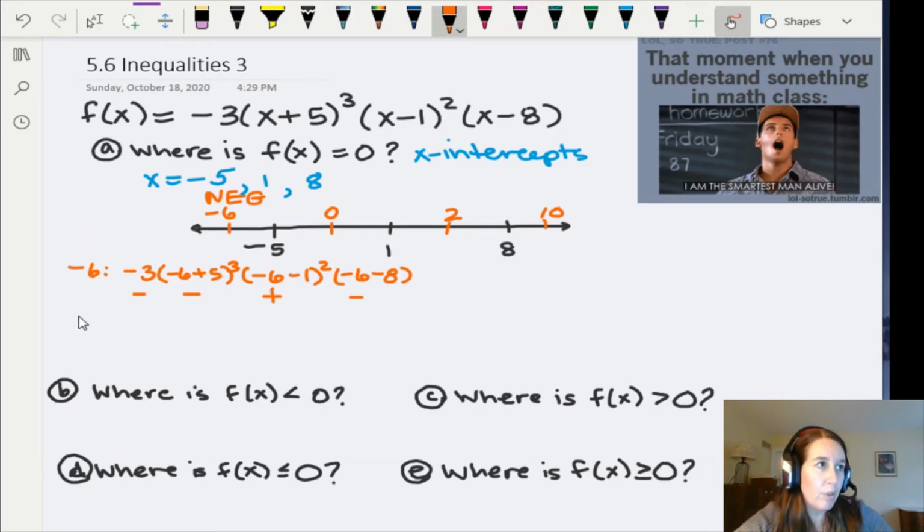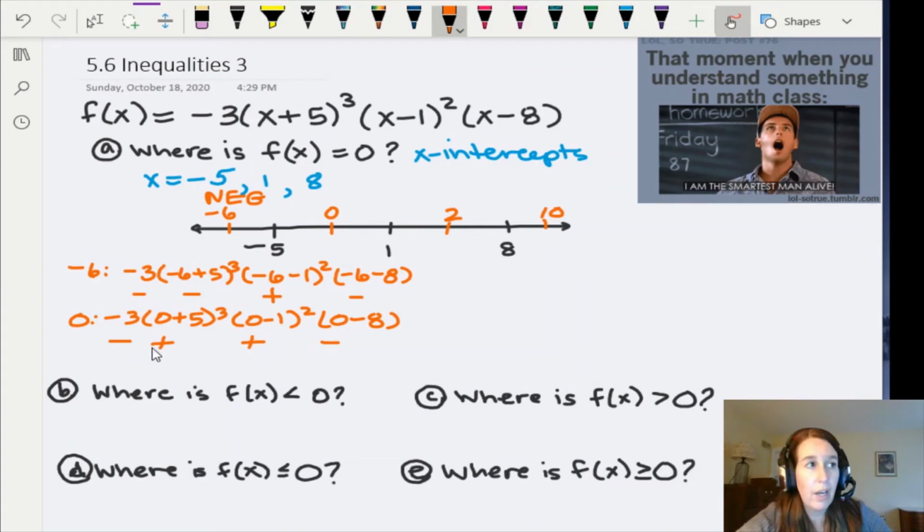All right, now I'm going to put 0 in. So -3 times 0 plus 5 cubed times 0 minus 1 squared times 0 minus 8. Negative out here. This is a positive number. This is -1, but it's squared, so that's a positive. And this is a negative number. 1, 2, 3, 4 things, but 2 of them are negative. 2 negative signs, an even number of negative signs, makes a positive.